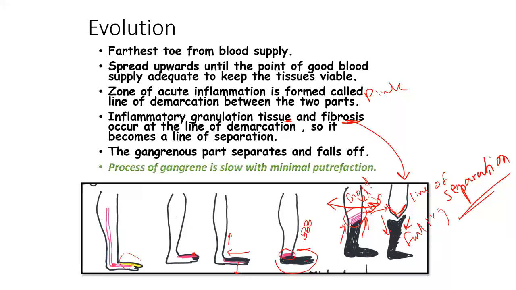This process is very slow, and there is minimal putrefaction because you don't have enough fluids to make bacteria proliferate. You have just this black, dry, mummified skin with minimal putrefaction. You don't have a bad odor, you don't have toxemia in the patient. He is just going to move like that with the separated gangrenous part, and he doesn't feel this part. So this kind of gangrene doesn't kill the patient.